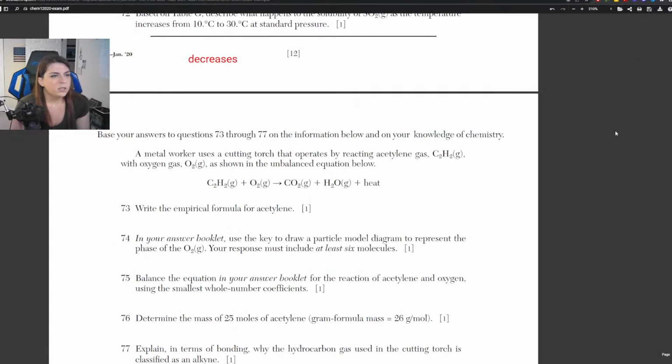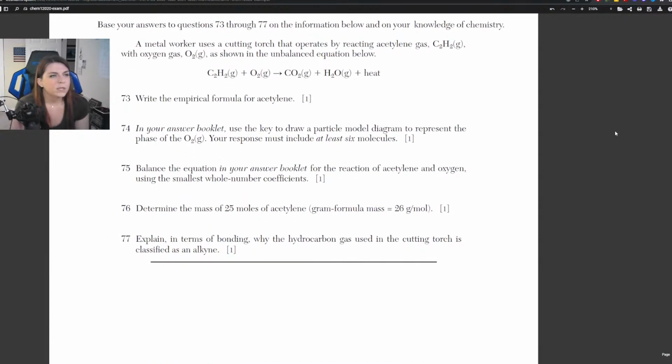Okay, moving on. A metal worker uses a cutting torch that operates by reacting acetylene gas with oxygen gas, as shown in the unbalanced equation below. That's important to note. And then it asks to write the empirical formula for acetylene.